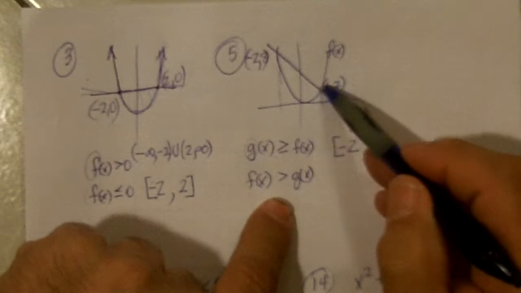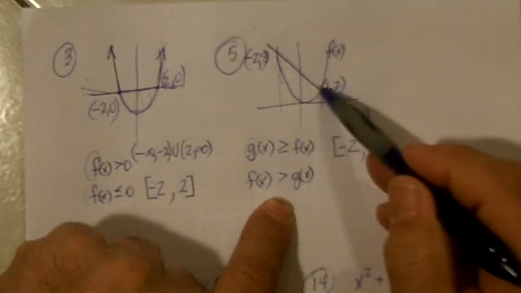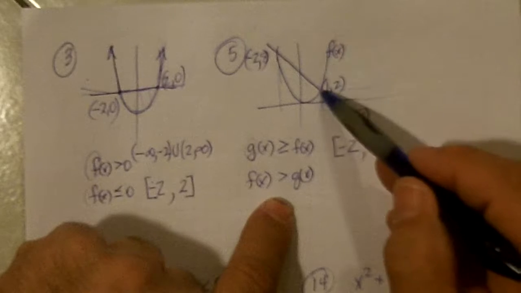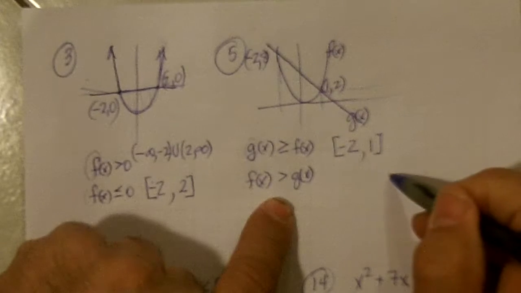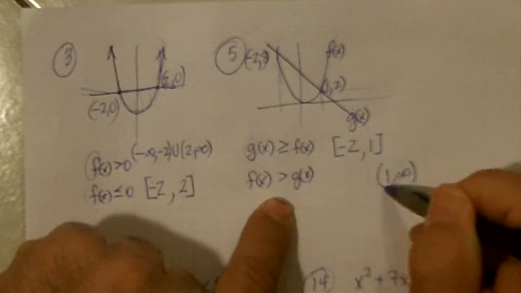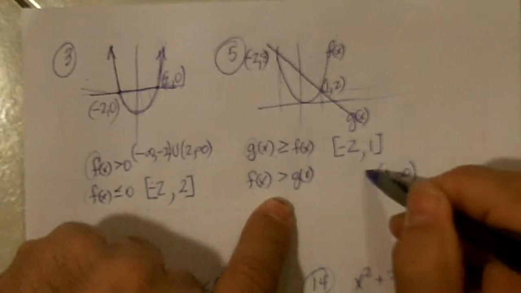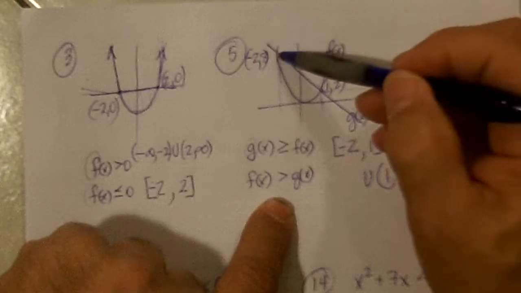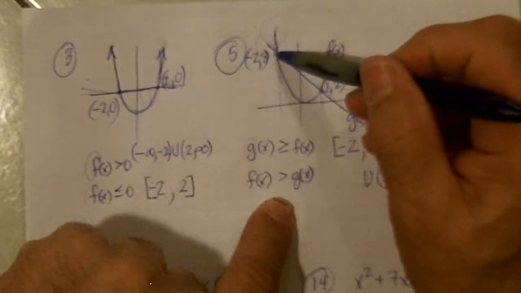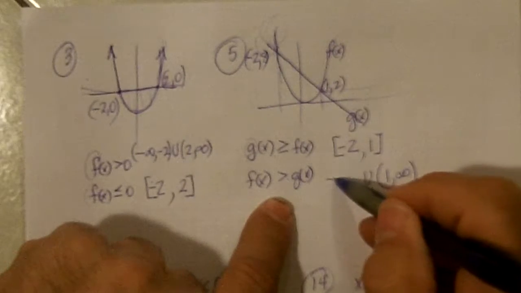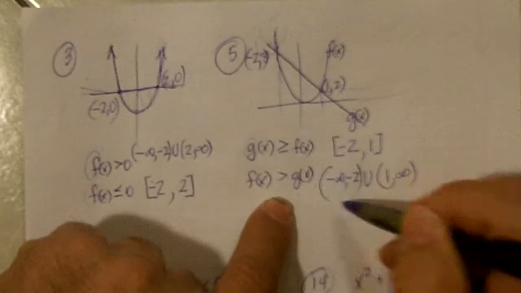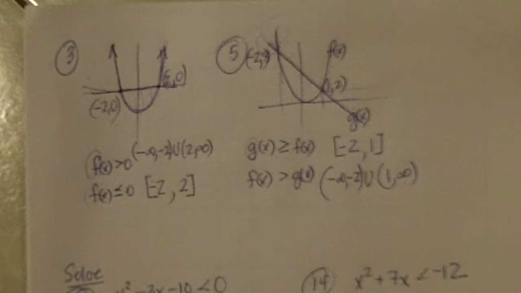When is f above g? That would be for all x values out here, f is above g. And so that would be from 1 to infinity. And I can't be equal, so I don't include the 1. It's also, f is above g out here from negative infinity to -2. There's the answer to 5.